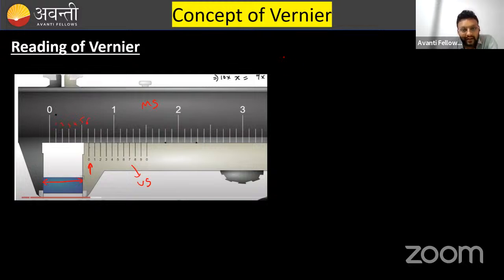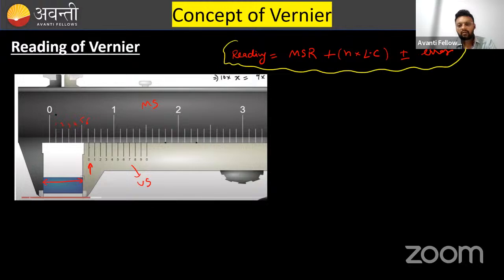Can anyone remember what the reading of the vernier is? Does anyone remember the formula? Main scale reading plus n into least count plus minus error. I think you know this formula. Whoever doesn't know it, note it down first. So what is the formula for the reading of the vernier? What is MSR? Main scale reading.